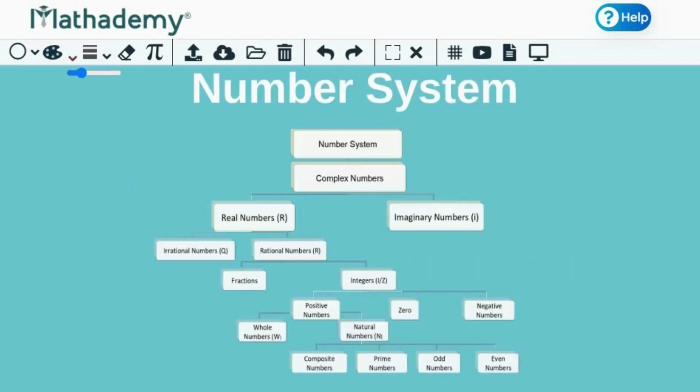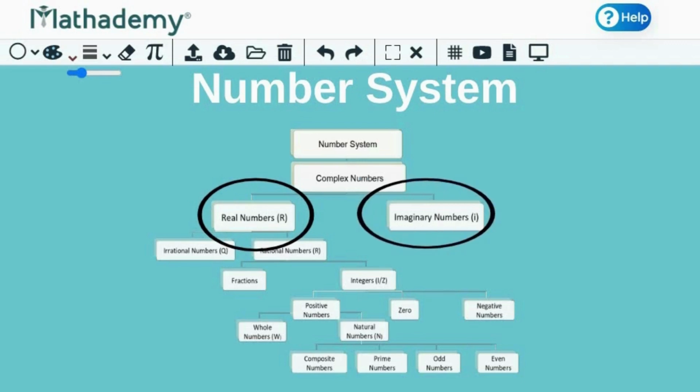Let's have a look at this flowchart here. Numbers are classified into two categories: real numbers and imaginary numbers. Let's first understand what real numbers are, because they are more commonly used in our day-to-day life. Real numbers have more applications in real life.